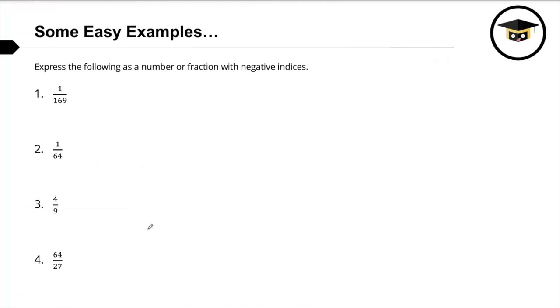Express the following as a number or fraction with negative indices. So I'll get you to pause the video and have a go at these 4 questions, and then unpause so that we can go through the solutions. So let's go through question 1 now. 1 over 169. We know that 169 is the same as 13 squared. So that would be our first step, 13 squared.